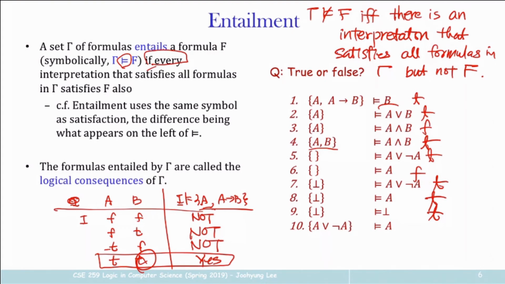What about the last one? A or not A? So now, if this interpretation satisfies A or not A, you also have to check this guy, right? So let's do one by one. False, false. Does it satisfy this one? Yes. Does it satisfy this? No. So what do you conclude? Entailment is false. You don't even need to go to the other things, right?